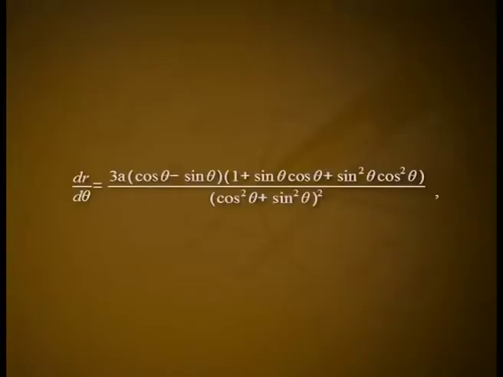On transforming to polar coordinates, we get r is equal to 3a sin theta cos theta divided by cos cube theta plus sin cube theta. Now, r is equal to 0 for theta is equal to 0 and theta is equal to pi by 2. dr by d theta is equal to 3a into (cos theta minus sin theta) into (1 plus sin theta cos theta plus sin square theta cos square theta) all divided by (cos square theta plus sin square theta) whole squared, which vanishes only when cos theta minus sin theta is equal to 0, that is tan theta is equal to 1, that is theta equal to pi by 4 or 5 pi by 4.